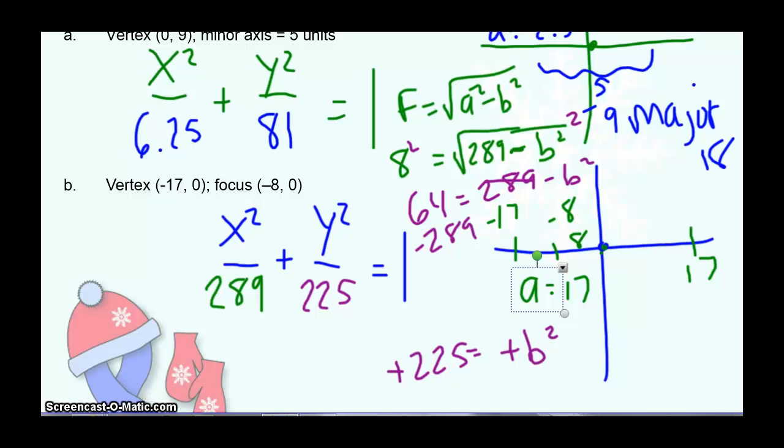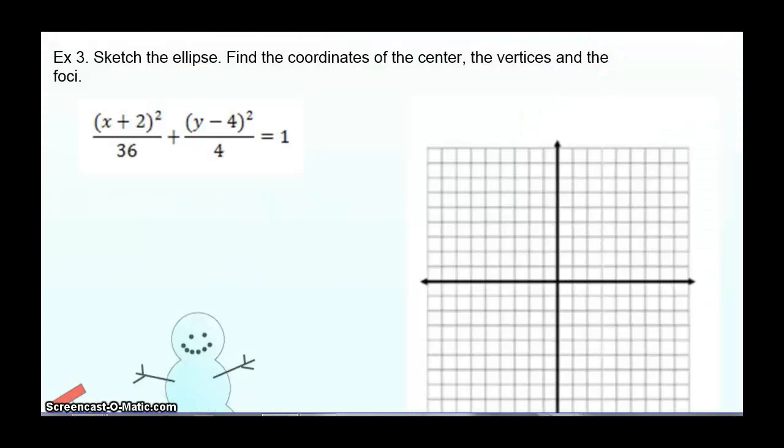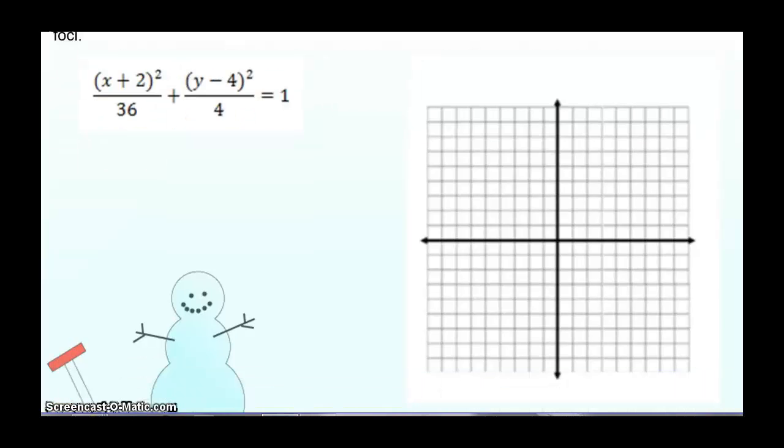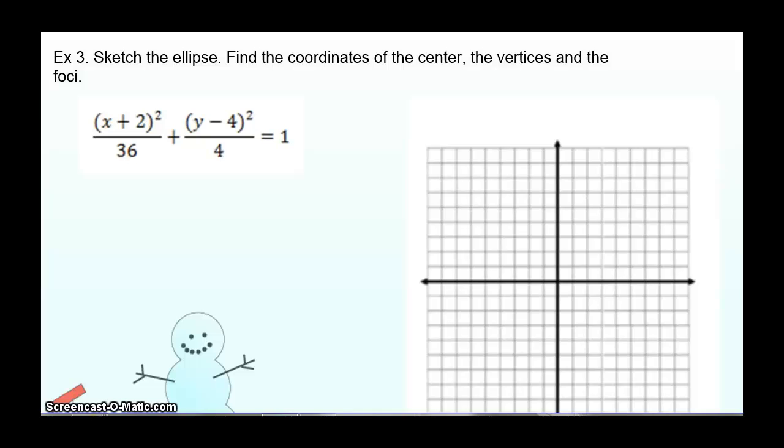Okay, let's take a look at some completing the squares. Oh no, we're not going to complete the square yet. We're actually going to do some where the center is a little different. So sketch each one, find the center, the vertices, and the focus. Okay, center is super easy. Negative 2, 4. So we got negative 2, 4.